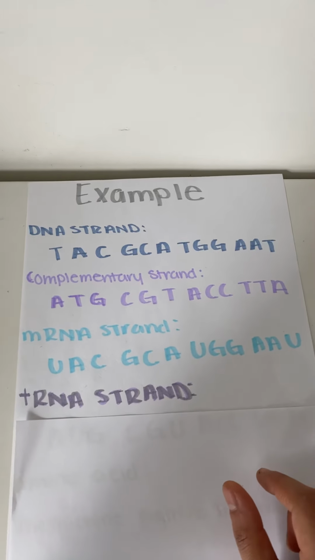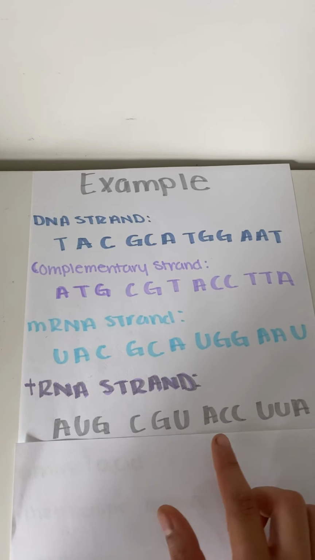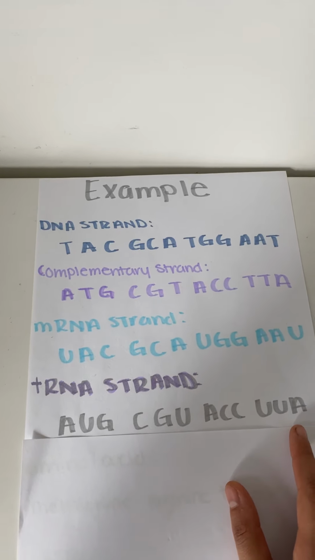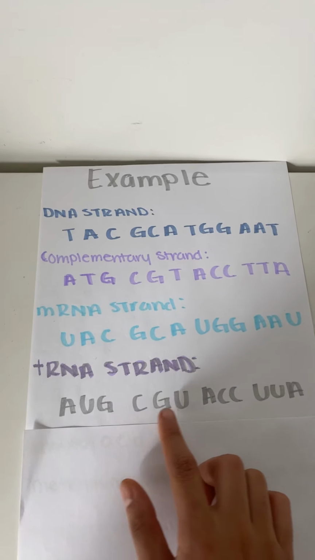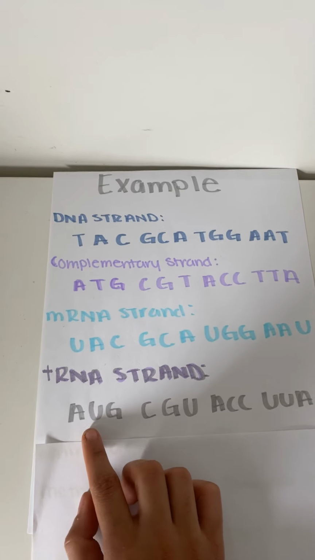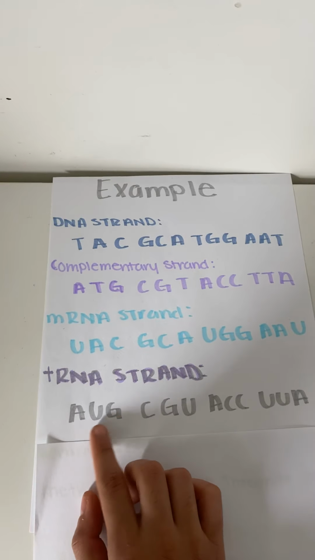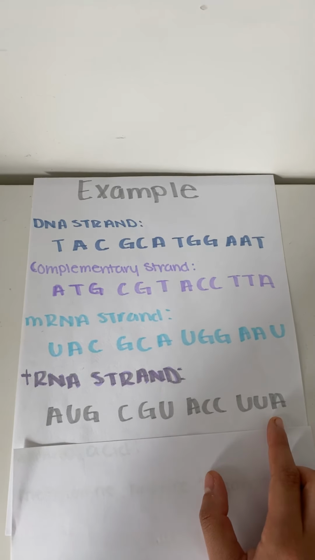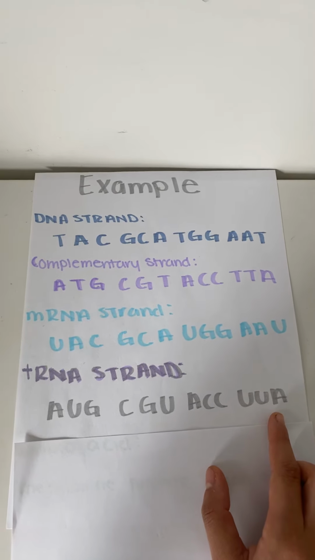Then, the tRNA strand to the mRNA strand will be UAC, GCA, UGG, AAU. It will bind next to the mRNA, and this is where translation occurs. You will then use the tRNA strand to find the amino acids. Every 3 letters make up what we call a codon, which carries a particular code for an amino acid. 1 codon, 2 codons, 3 codons, and the 4th codon. You will then use the amino acid chart to find the amino acid for every codon in the strand.